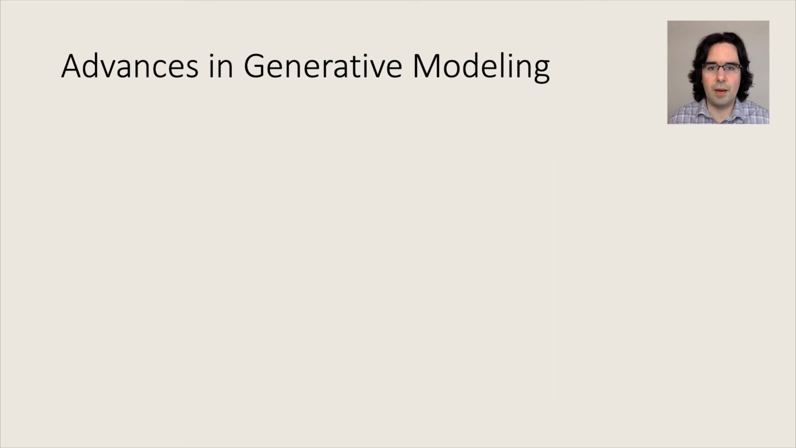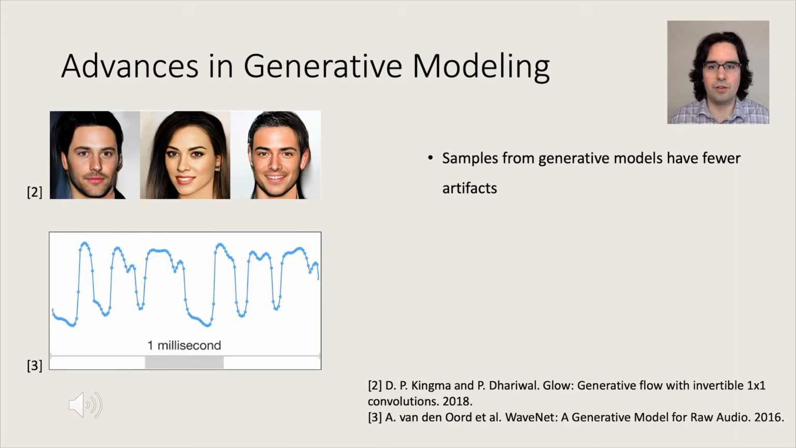We're motivated by the observation that, in contrast to source separation models, modern generative models are largely free of artifacts. On the left are samples from two generative models. The first is trained to produce images, trained on pictures of celebrities using the GLOW model. The second is trained to produce audio, trained on musical recordings using a WaveNet model. Let's listen to the audio.